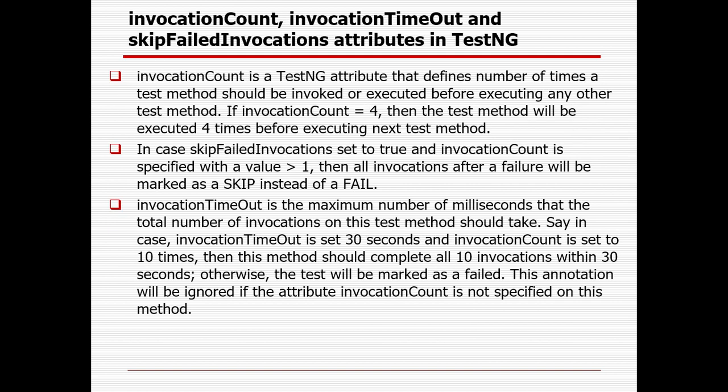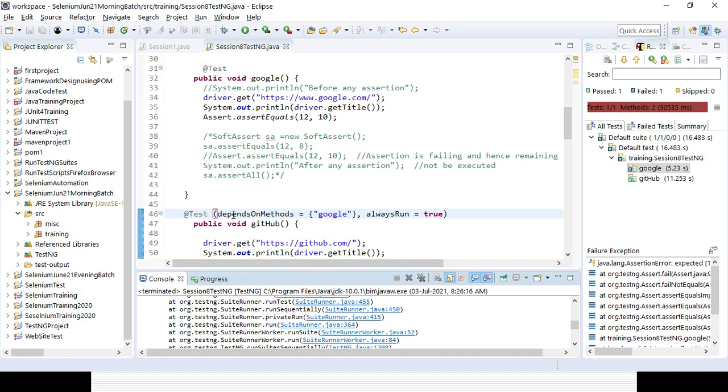Then the next three attributes I will try to cover here: invocationCount, invocationTimeOut, and skipFailedInvocations. So invocationCount is a TestNG attribute that defines the number of times a test method should be invoked or executed before executing any other test method. Suppose, let's remove this part.